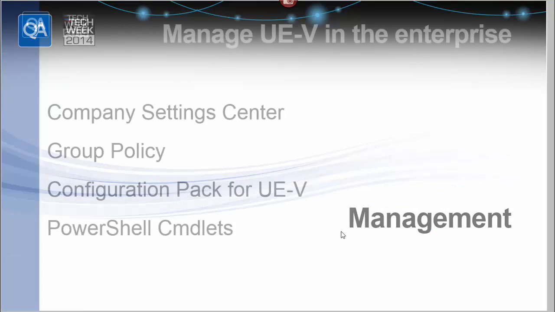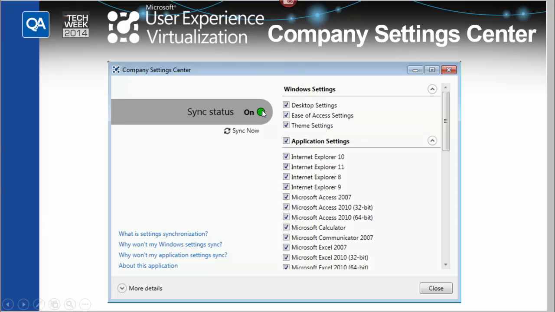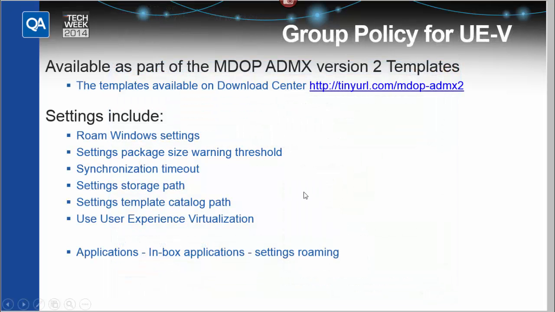Okay, so the next few slides are going to deal with managing UEV in our enterprise. So we've already mentioned the Company Settings Center, and the idea of the Company Settings Center is to give the user a choice as to what operating system and application settings they want to follow them around. However, as we saw through group policies, we can override that decision and force those settings on our users. So group policy is the way to set our clients up. We can fully configure our client through group policy.